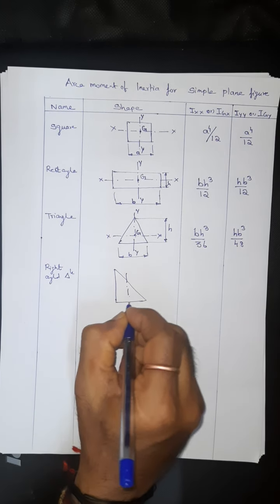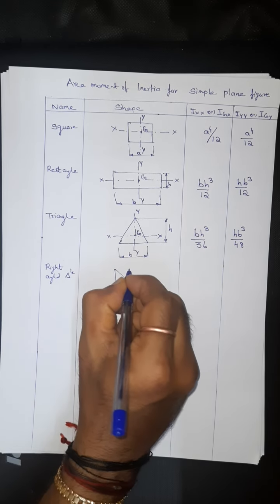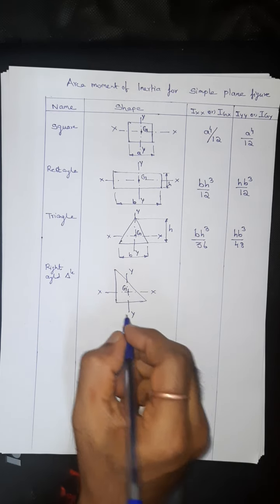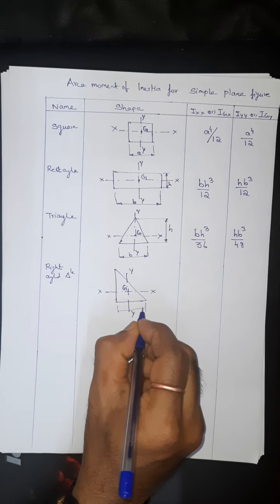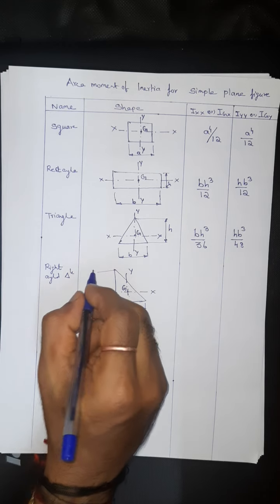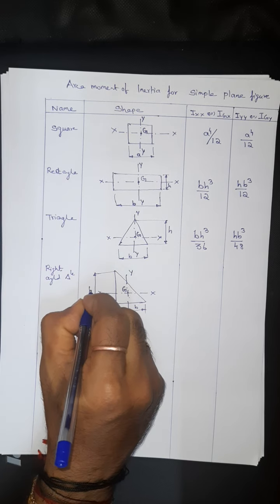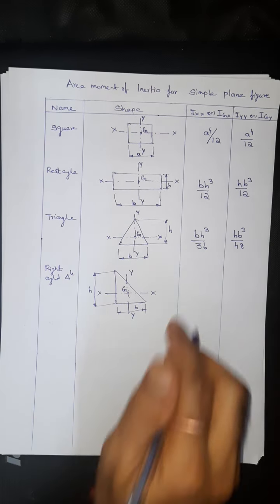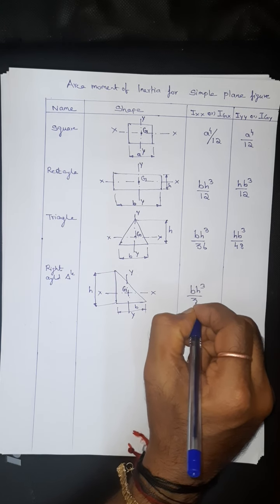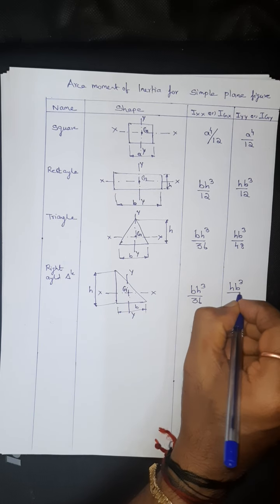So this is the vertical axis and this is the horizontal axis, XX and YY, and the intersection point is termed as G, that is the center of gravity, and the breadth can be denoted as B, and its height can be denoted as H. The formula for the x axis is BH cube by 36 and for the y axis is HB cube by 36.